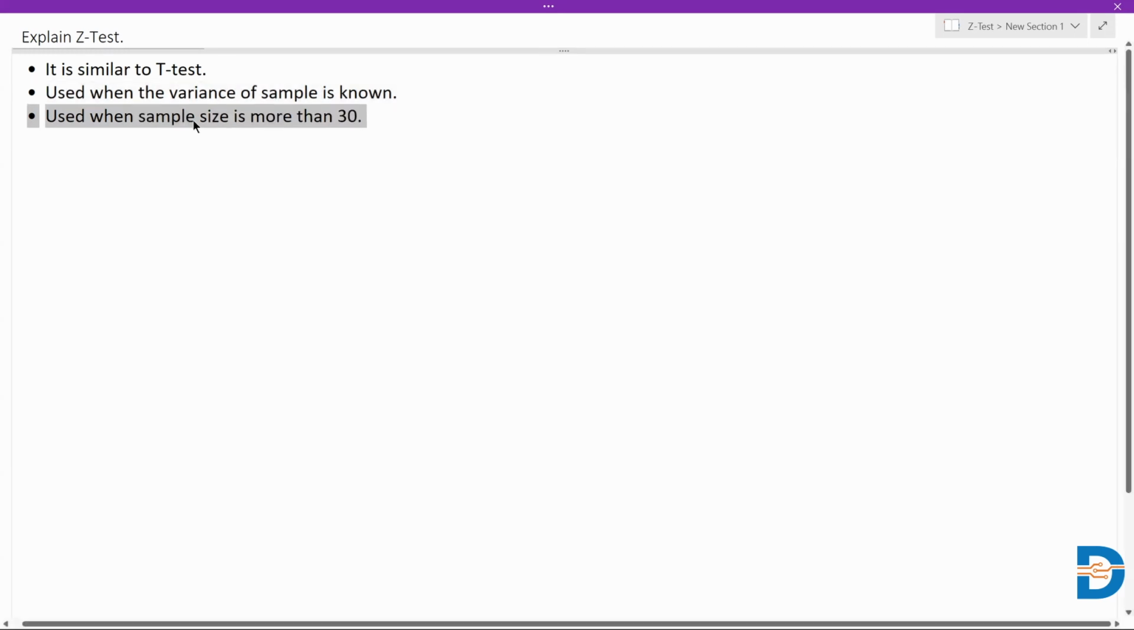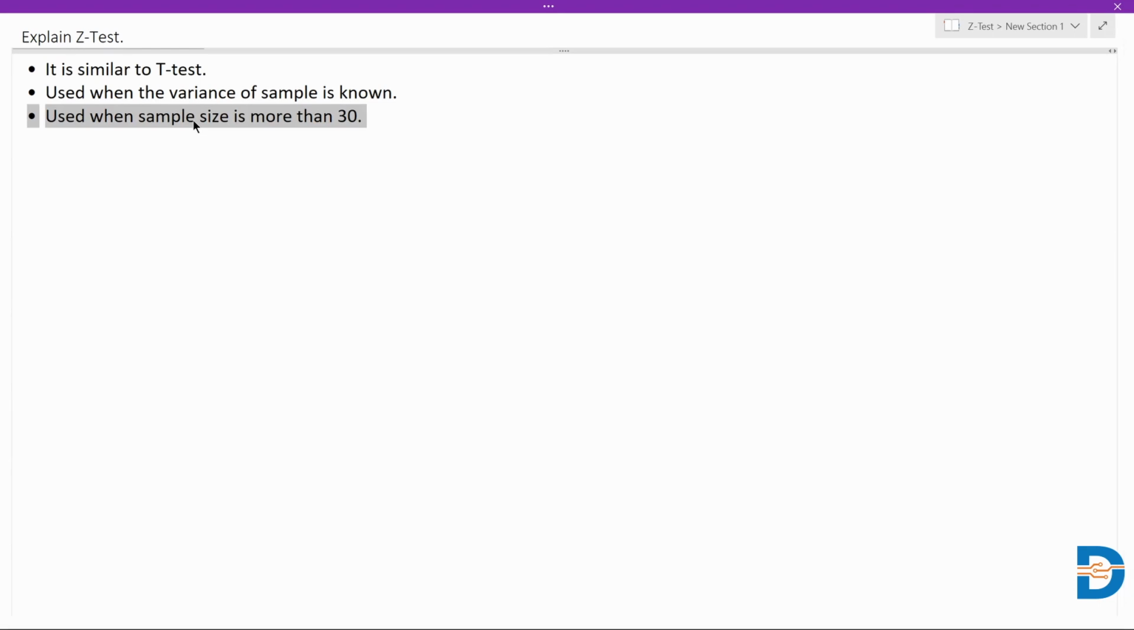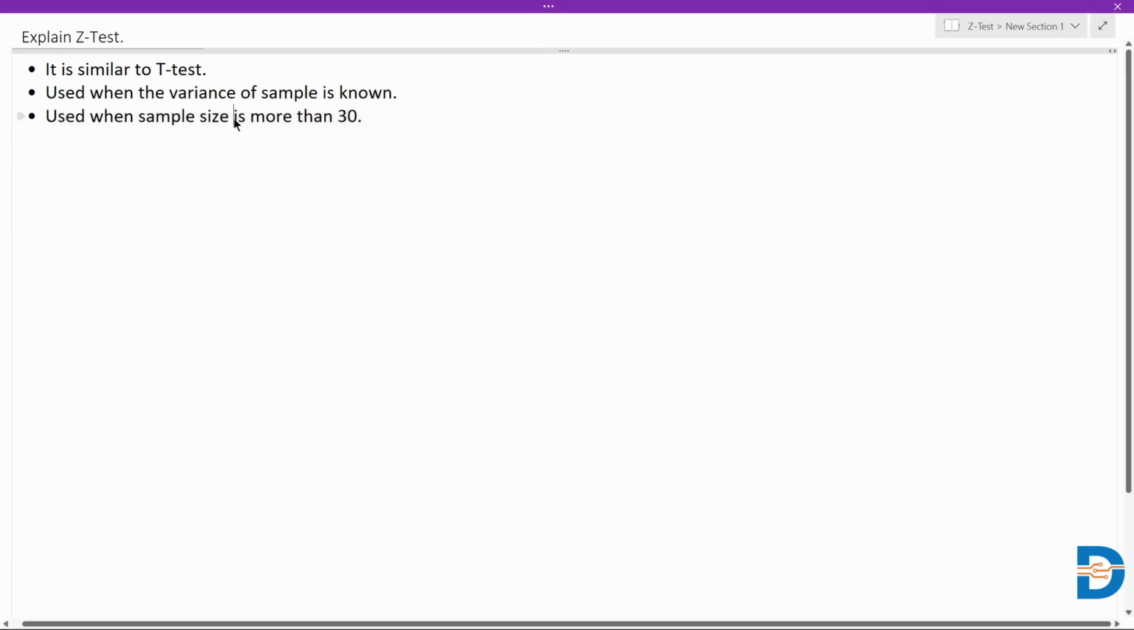And also the sample size, if it's more than 30, that's when Z-test would become really useful. If it's less than 30, we can normally use T-test. But if it's more than 30, Z-test would make a lot of sense.